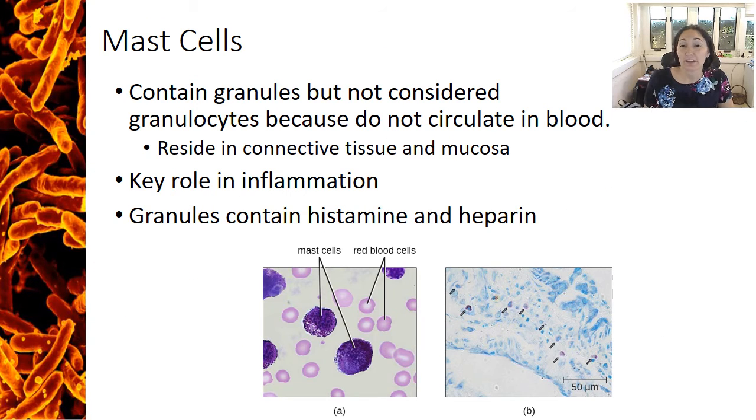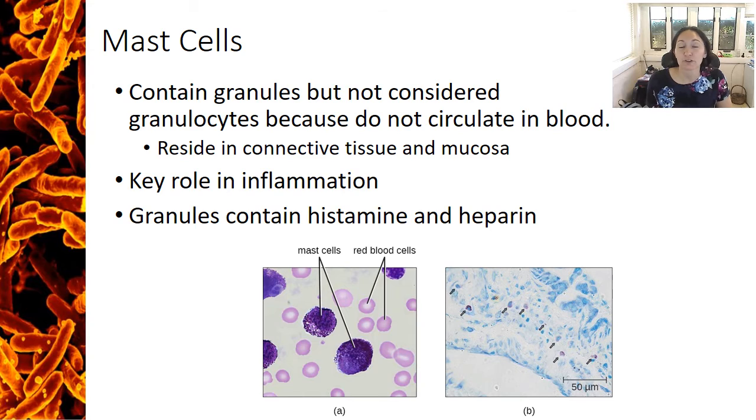The next cell are the mast cells. These also contain granules, those little vesicles that are filled with proteins they're going to release, but they aren't actually considered granulocytes, mainly because they're not circulating in the bloodstream the way the neutrophils, eosinophils, and basophils are. Your mast cells actually reside out in the tissue, mainly in the connective tissue and the mucosa, where they patrol for pathogens as they might come into the tissues themselves.